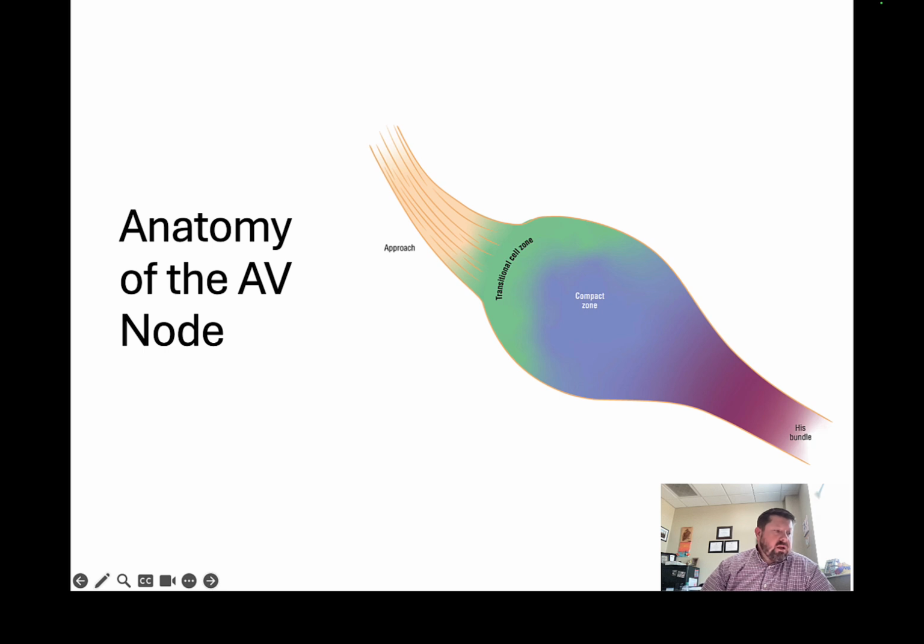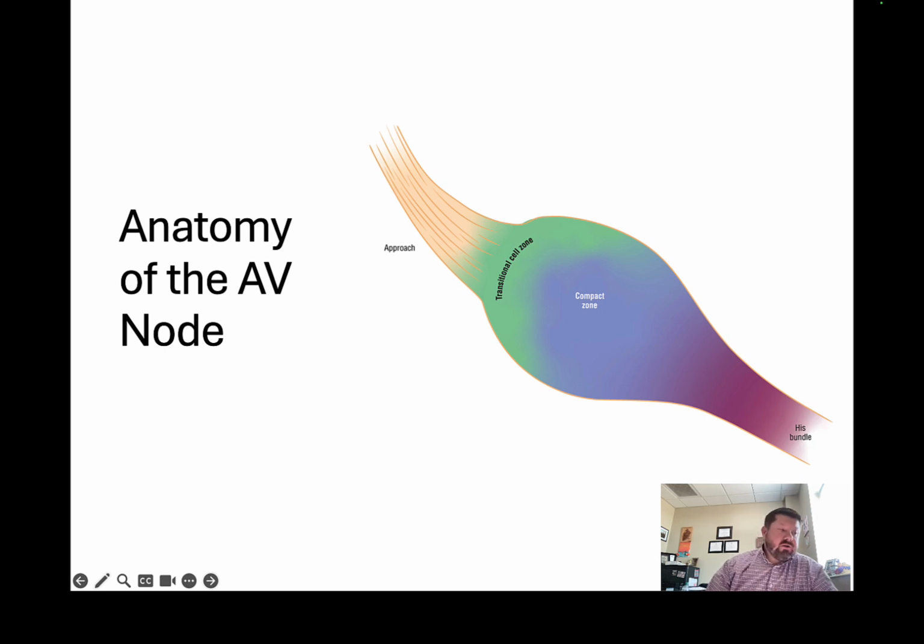The AV junction is composed of one or two approaching tracts. Each tract leading to the AV node has its own individual conductive properties. The anterior superior tract conducts impulses very rapidly, so it's also known as the fast tract, and then the posterior inferior tract is slower in conducting impulses and is therefore known as the slow tract.